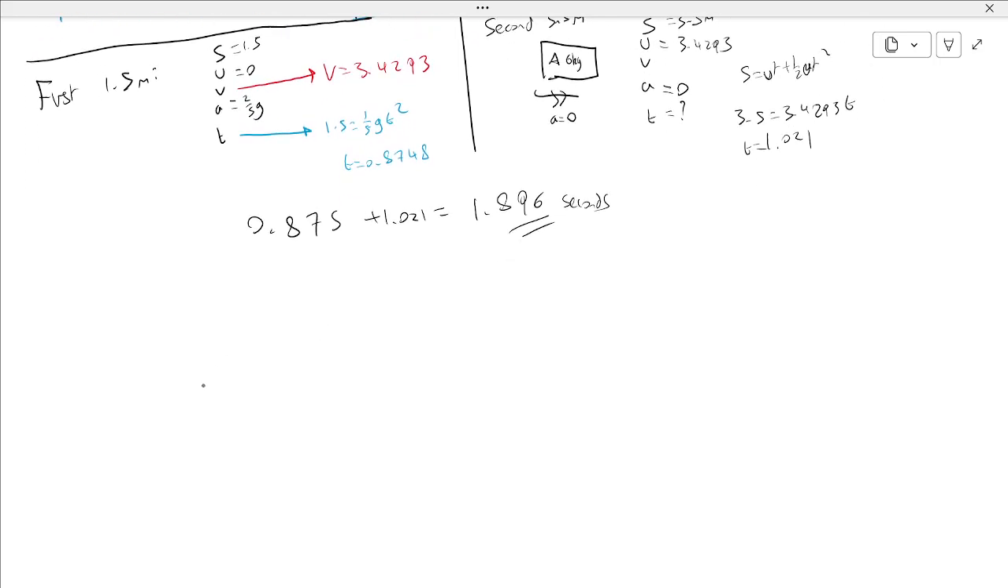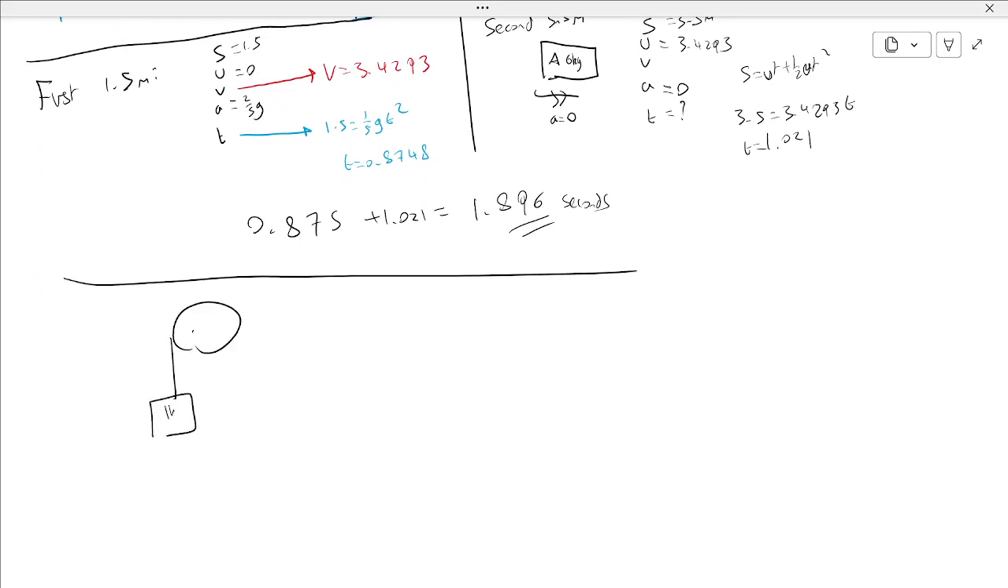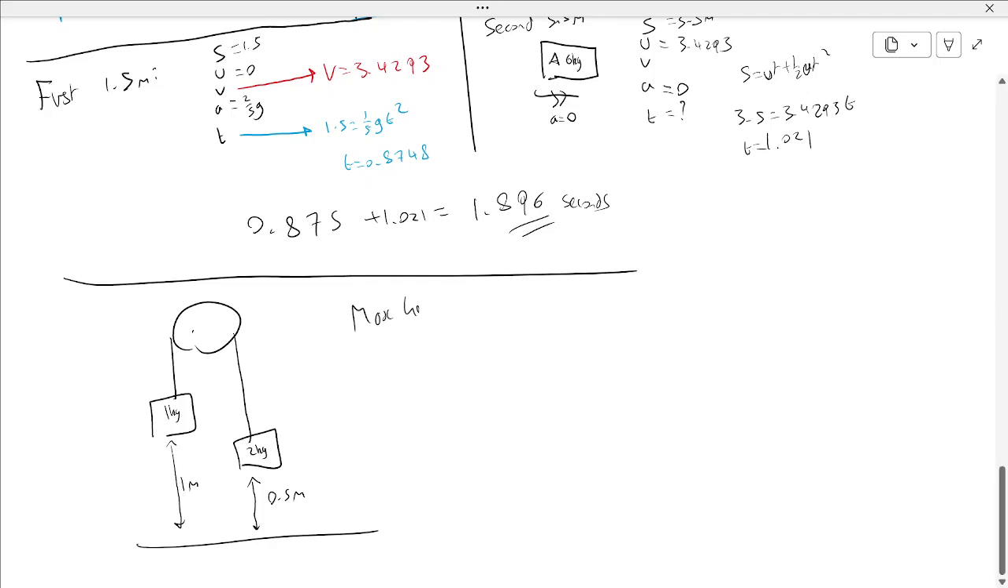Okay, so let's just try a couple. I'll draw out a maximum height question. So I'll have a particle, let's do 1 kilogram, let's do 2 kilograms. Let's say the 2 kilograms started half a meter above the ground, the 1 kilogram started 1 meter above the ground. Find the maximum height above ground reached by A. That'll be question number 3 now. The answer will come in the description.